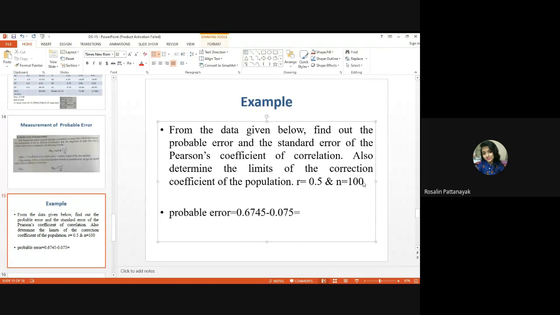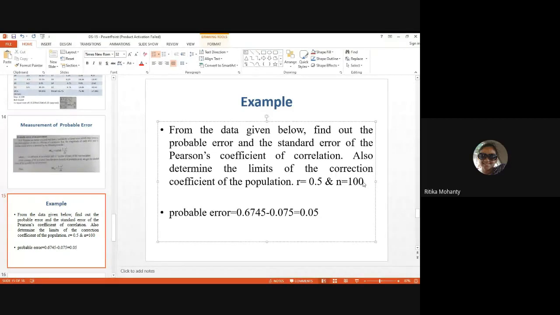So what is the final answer? The final answer should be how much? I am asking for the final answer. The final answer is 0.05. Is it clear to all?